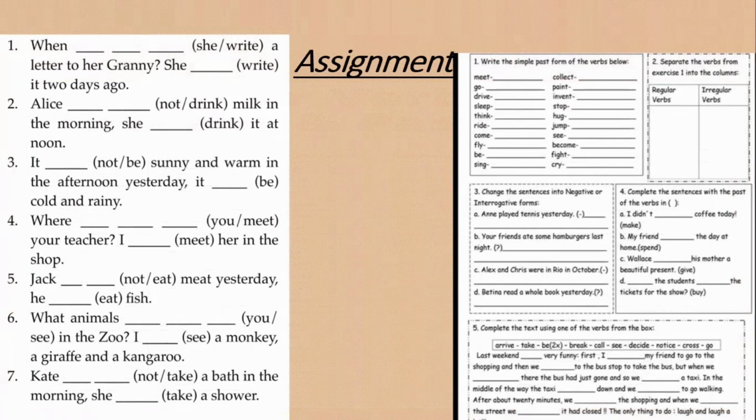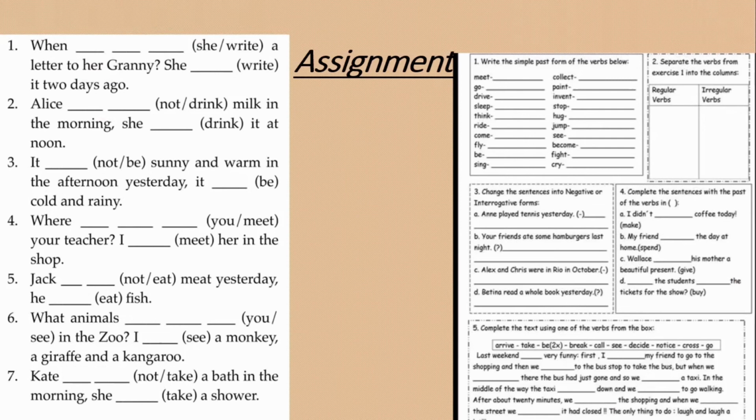When did she, the subject, and then the verb in the base form. When we answer the question, we cancel it and change the verb into the second form, so it becomes she wrote. Alice not drink: a form of the verb in the past simple negative form, so it will be didn't. Alice didn't drink milk in the morning. Drank, she drank. When we cancel did or did not to change the verb into the past, drank here is an irregular verb. The first form is drink and second form is drank.